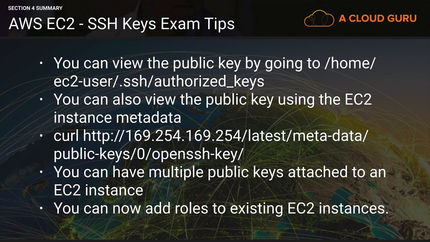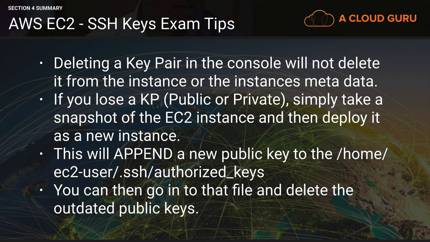You can have multiple public keys attached to EC2 instances, which is what we went ahead and did. And you can now add roles to existing EC2 instances as well, and that will take effect immediately. So you can suddenly add the admin access role to S3, and you'll be able to just go in and query your S3 buckets, which is really cool. It used to be that you had to go in and provision a new EC2 instance and attach the role then.